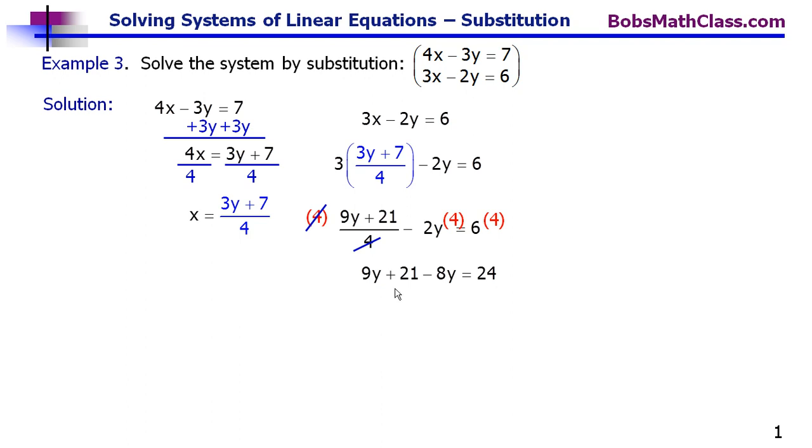9y minus 8y is 1y, or just y. Then subtract 21 from both sides. So y is equal to 3.